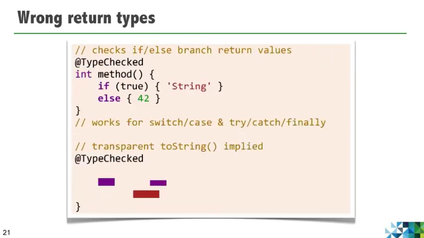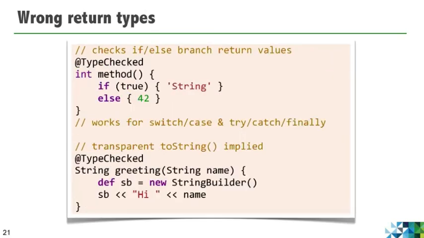Okay, now about wrong return type. The method is type-checked. We have two branches in our if statements, so I'm going to return either a string or an int. And the compiler will actually complain because I cannot return a string here, where you can see the little orange arrow.